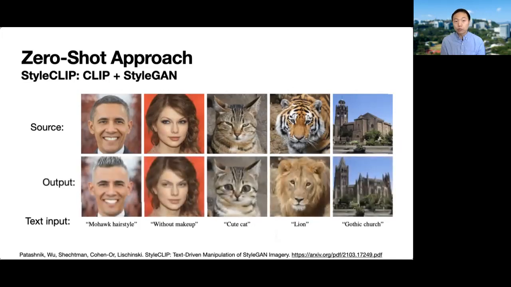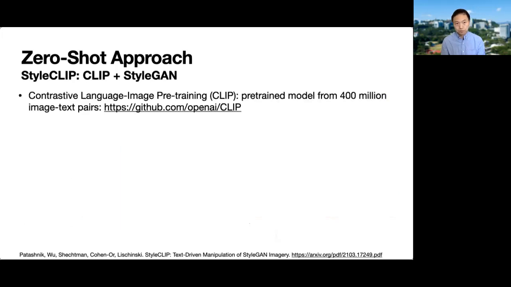So here is the output, and the output is quite amazing. You see, it creates this person without makeup, or a cute cat, or changes this tiger into a lion, or gives different building styles for the source image. So how does this method work? This method tries to link a pre-trained model with the StyleGAN generation. Here is a pre-trained model from OpenAI, called Contrastive Language-Image Pre-training, shortened as CLIP.